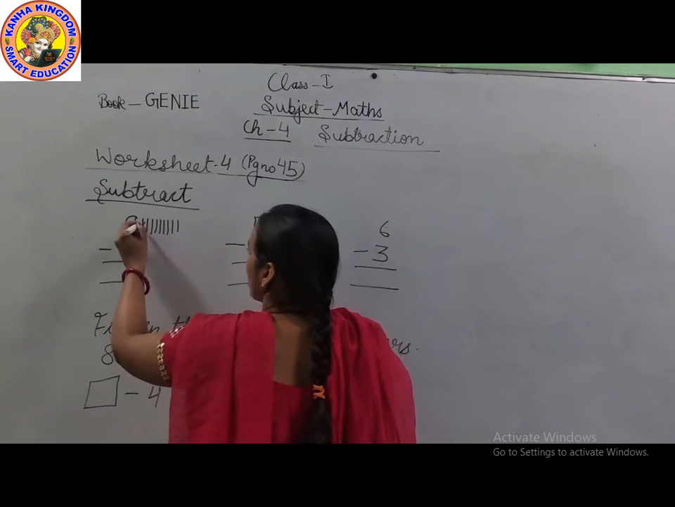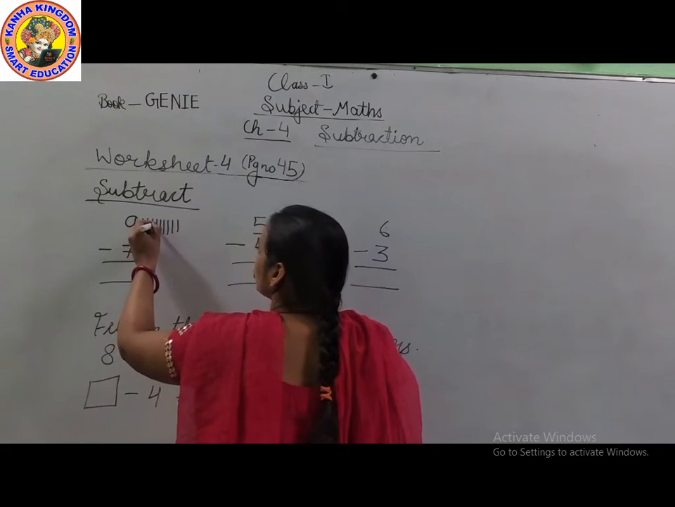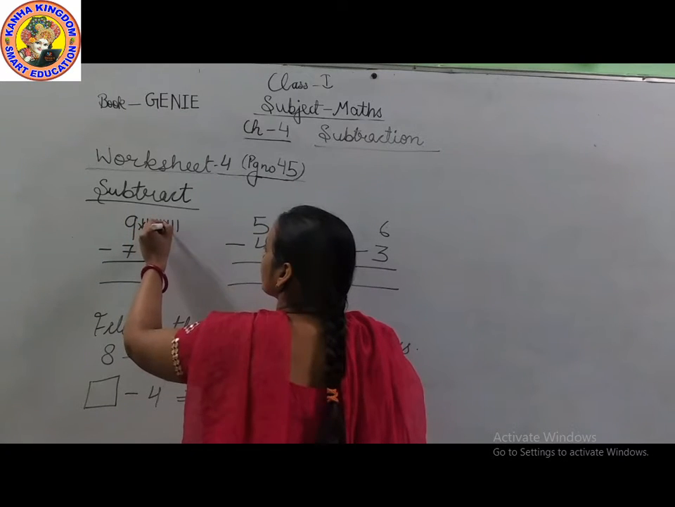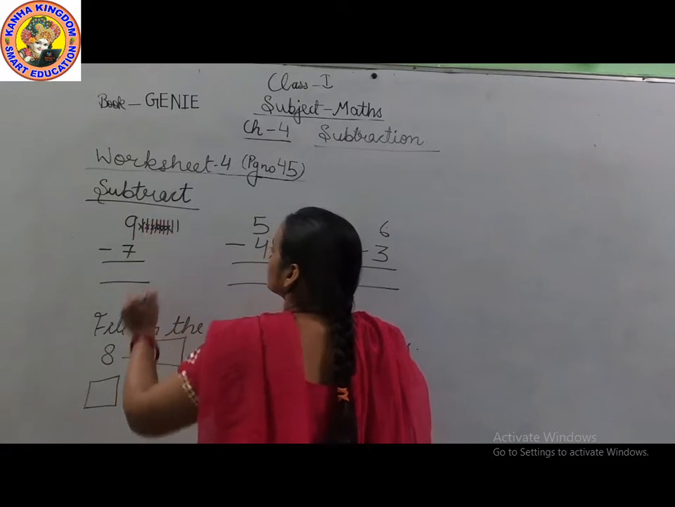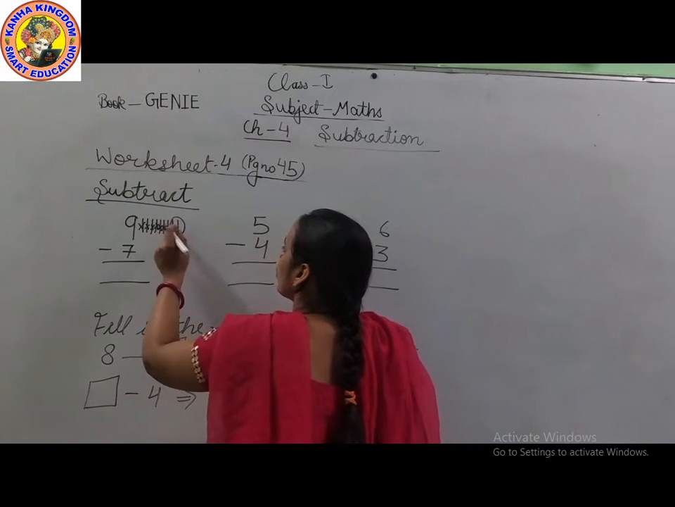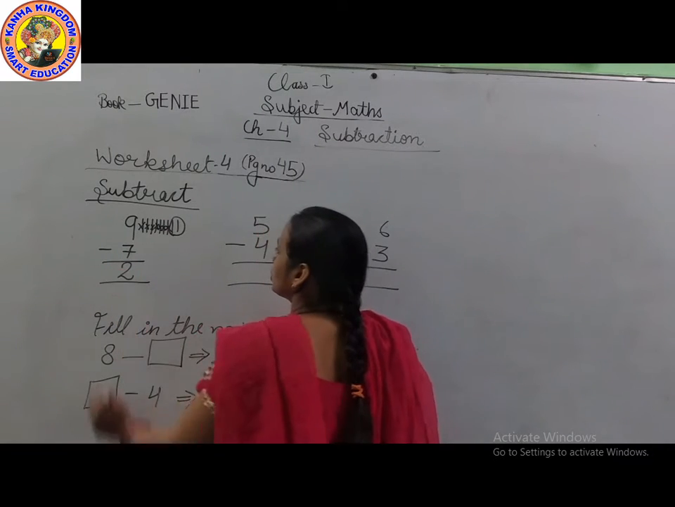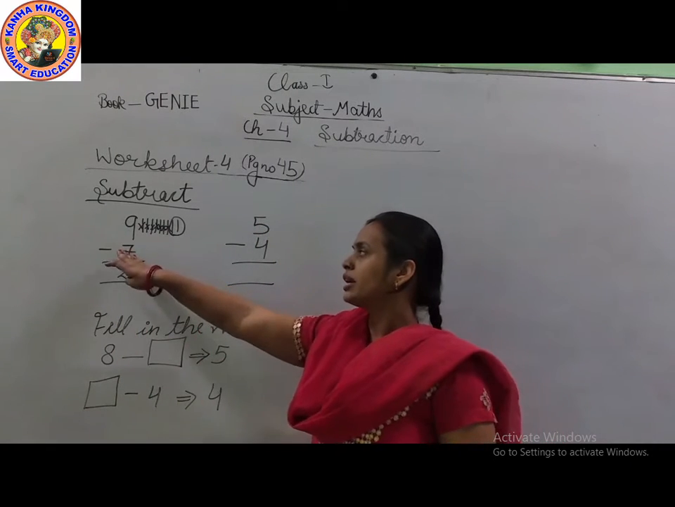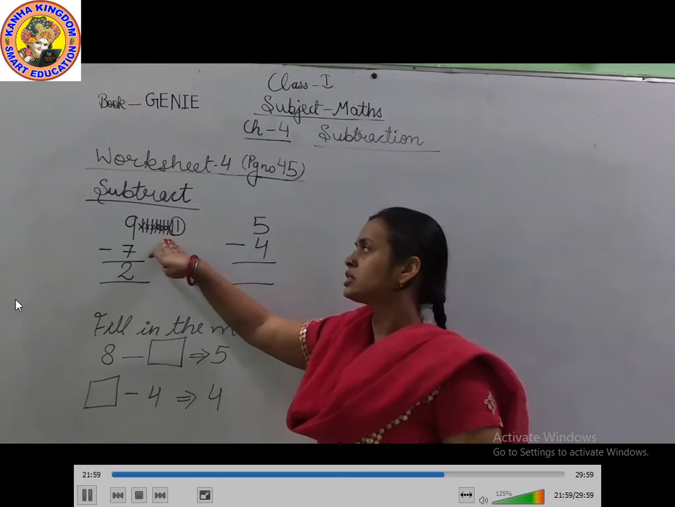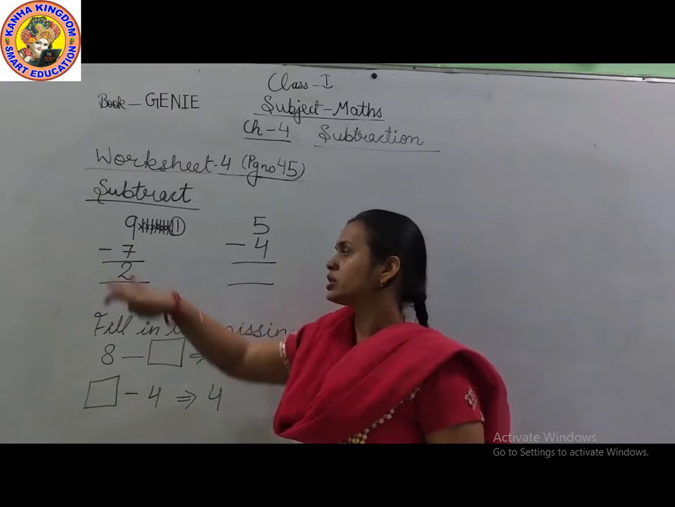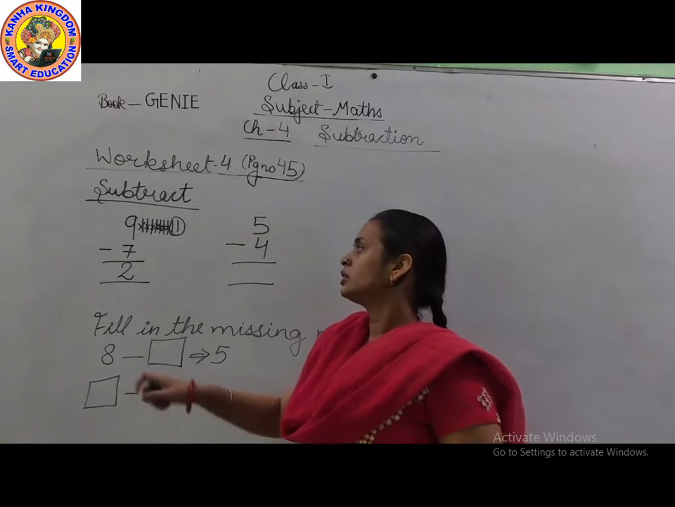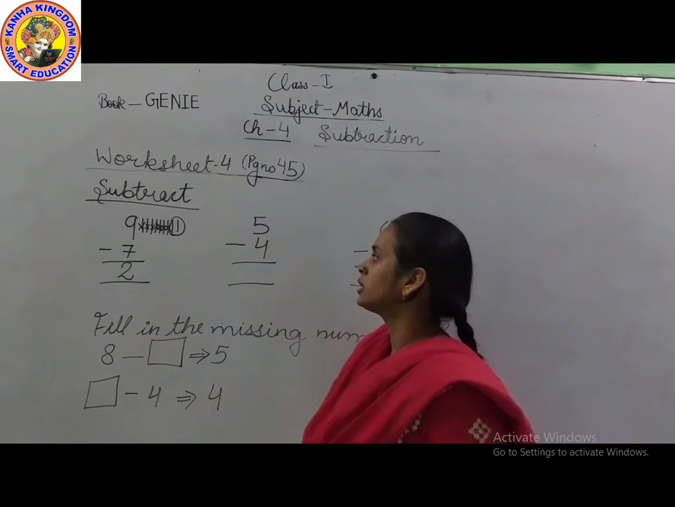So we take away 7 from 9. So cross out 1, 2, 3, 4, 5, 6, 7. So how many are left? 1, 2. 9 minus 7 equals 2. First we draw 9 lines, then cross out 7 or take away 7 from 9. Then 2 is our answer.